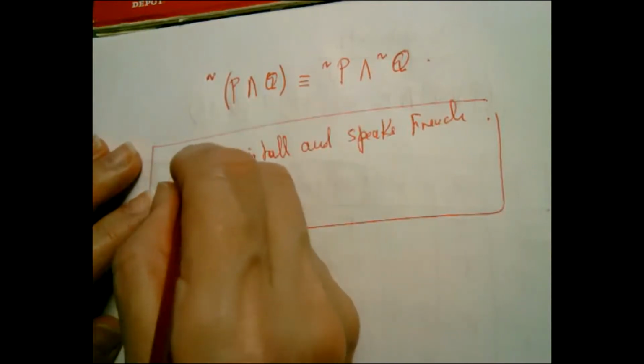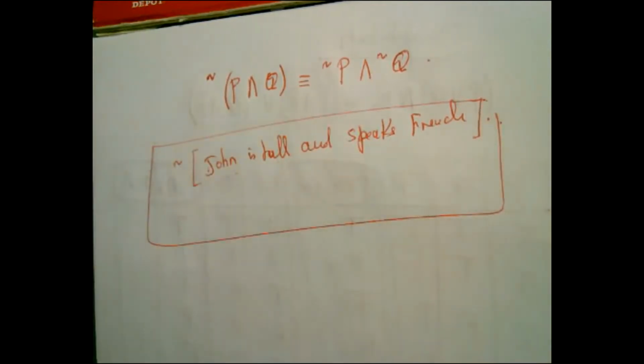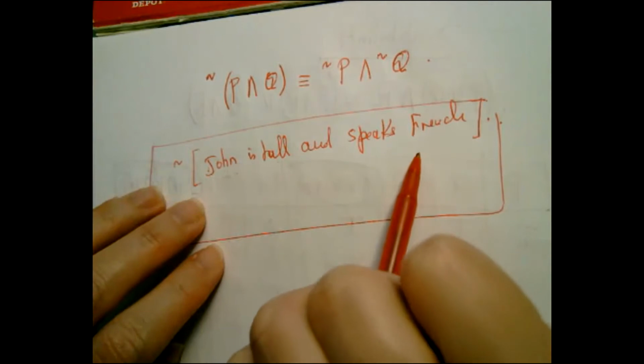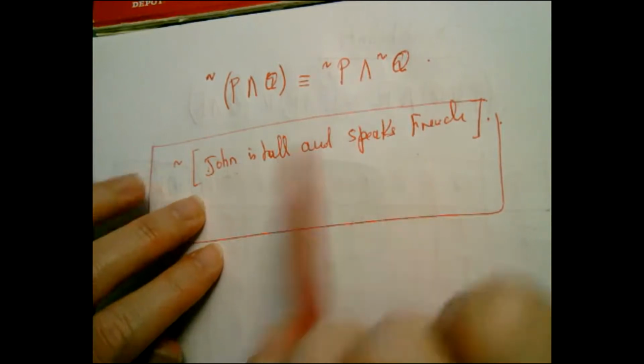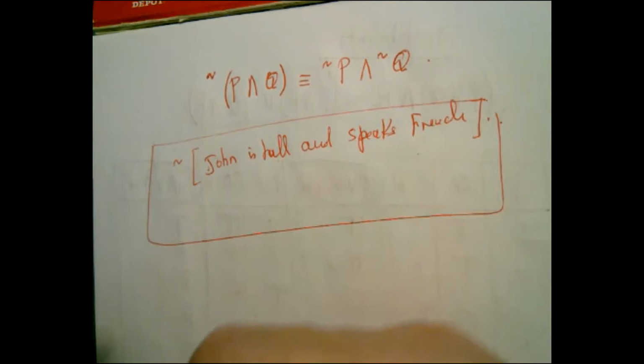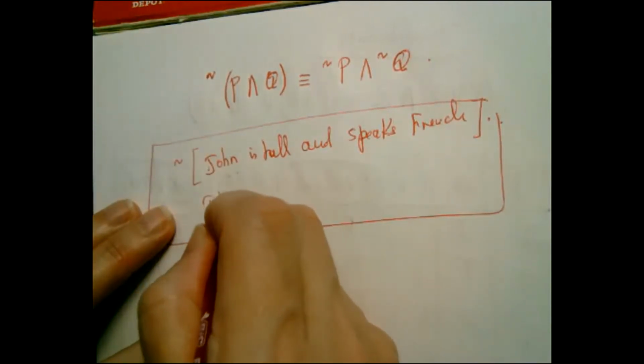And I tell you, negate this. What does it mean to negate? To negate means: how can this statement be false? So negation is a statement which is true exactly when my original statement is false. My question to you: what do you think is the negation of that? How can the statement, John is tall and speaks French, be false? He's short and doesn't speak French. No, he is not tall and doesn't speak French.